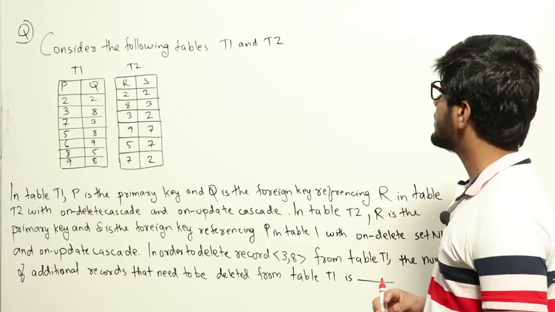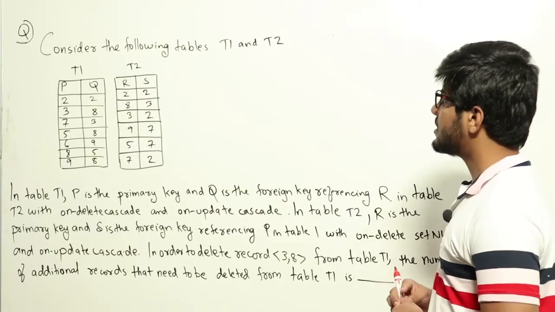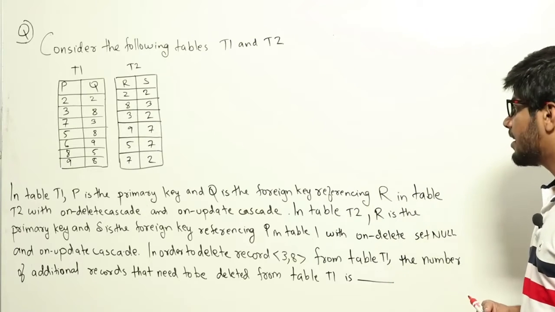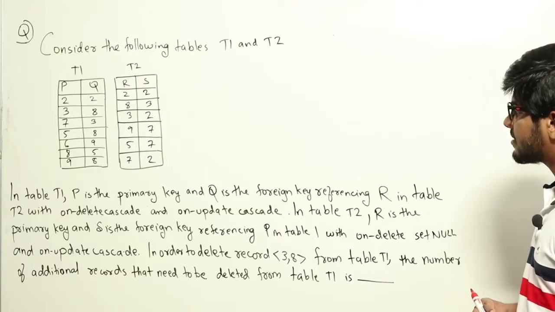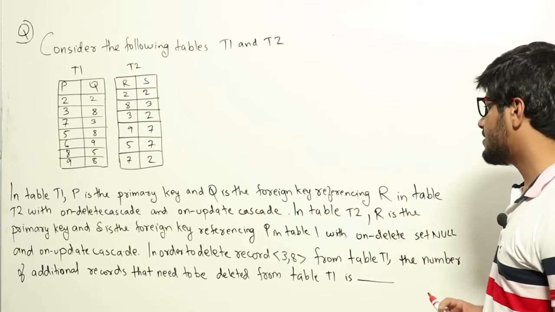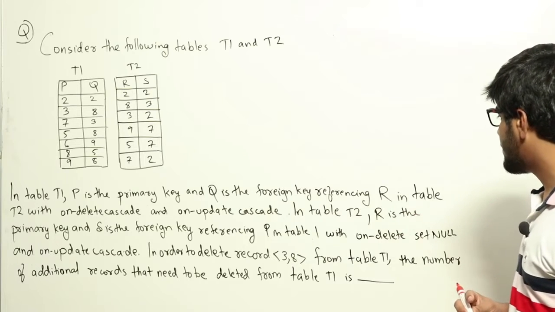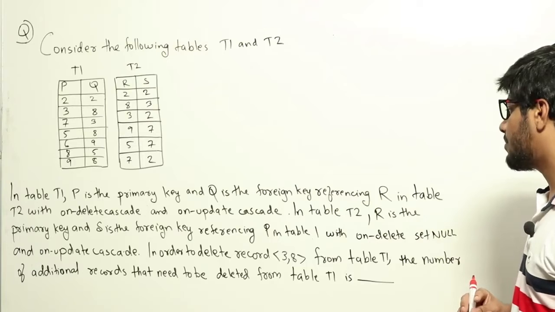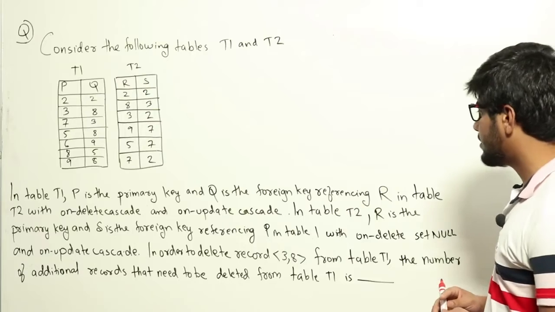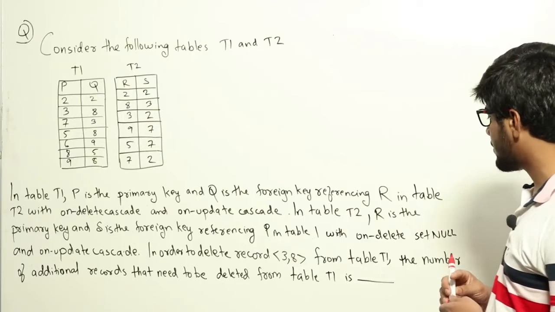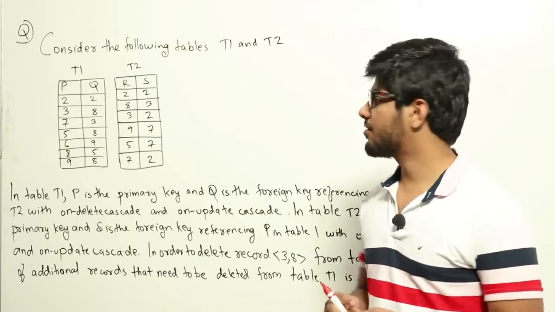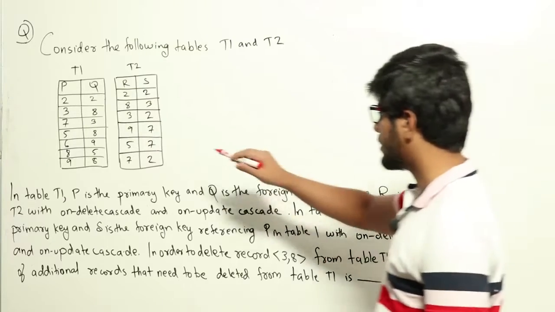Consider the following tables T1 and T2. In table T1, P is the primary key and Q is the foreign key referencing R in table T2 with on delete cascade and on update cascade. In table T2, R is the primary key and S is the foreign key referencing P in table T1 with on delete set null and on update cascade. In order to delete the record 38 from table T1, the number of additional records that need to be deleted from table T1 is dash. So this is a question from DBMS topic regarding referential integrity. So let us look at the constraints.